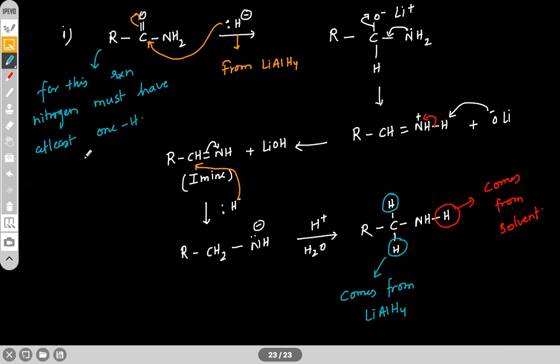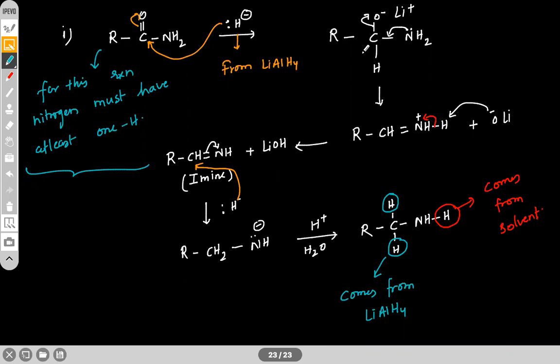The functional group which contains nitrogen all reacts with LiAlH4 and converts into amines. This is the general thing you can keep in mind. Any functional group, you can take amide, you can take cyanide, you can take imine, you can take nitro, all these convert into 1 degree amine. Sir, could you repeat that again? The functional group that contains nitrogen atom.